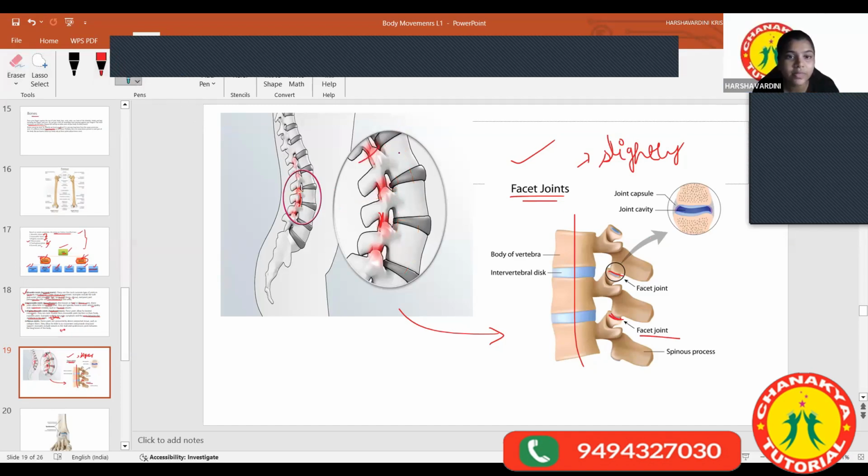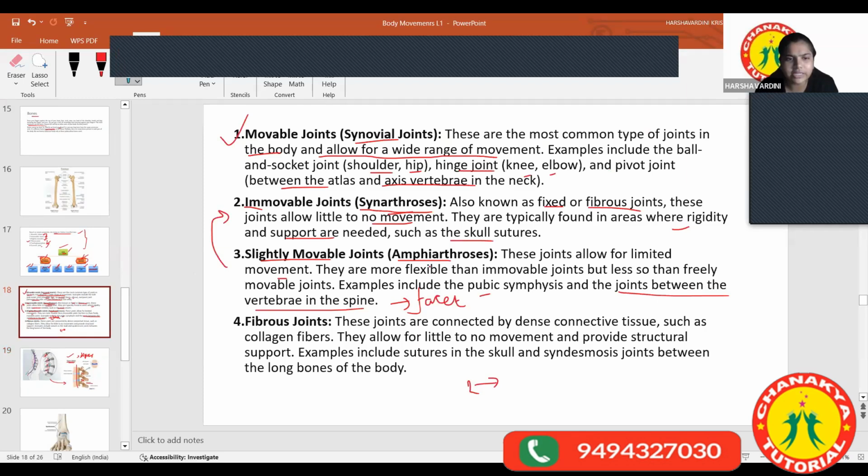These are the facet joints. Can you imagine moving them very much? No, right? You cannot move them. When you move your vertebral column, the whole thing, you will see a little bit of movement here. Not more than that. That is actually the facet joint. Facet joint is an example of this.